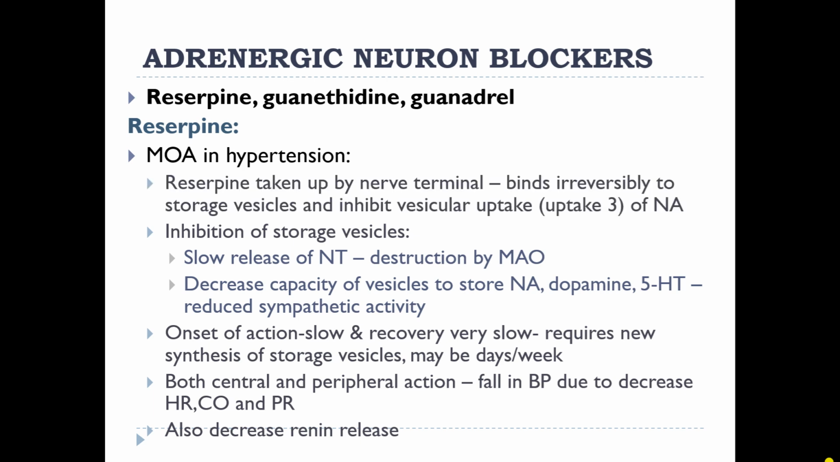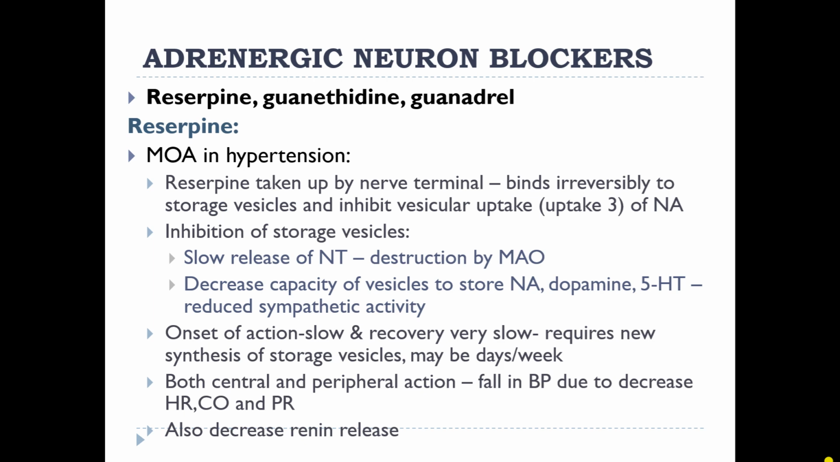Reserpine's mechanism of action in hypertension is described here. Reserpine is taken up by the nerve terminal. It binds irreversibly to the storage vesicles of the presynaptic neuron and inhibits the vesicular uptake, or uptake 3, of norepinephrine. If you remember the synthesis, storage and release of norepinephrine from the autonomic nervous system, once the norepinephrine is synthesized, it is stored in the synaptic vesicles, and from the vesicles it is released into the synaptic cleft by the process of docking.